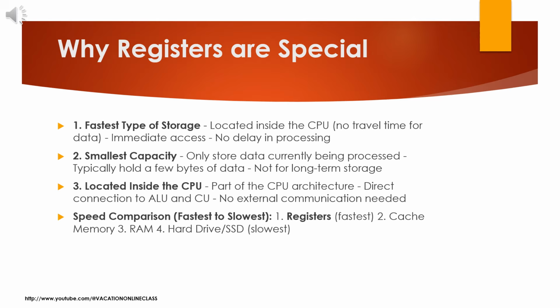So why are registers so special? It comes down to three main factors: speed, capacity, and location. First, as we've mentioned, they are the fastest type of storage in existence. Because they are located directly inside the CPU, there is virtually zero travel time for data. This allows for immediate access and ensures there's no delay during high-speed processing.